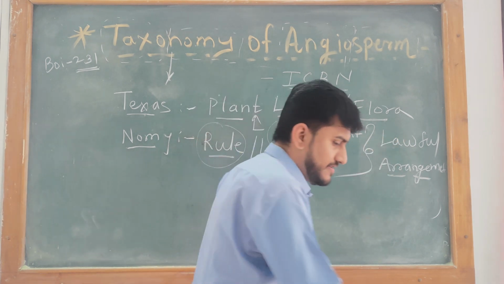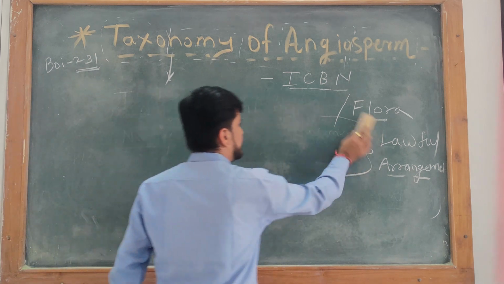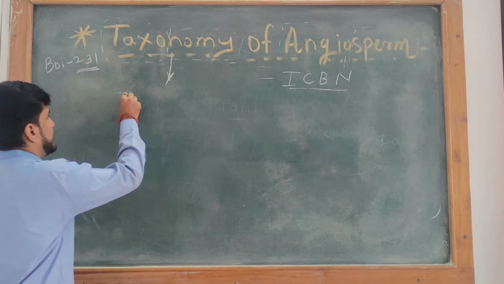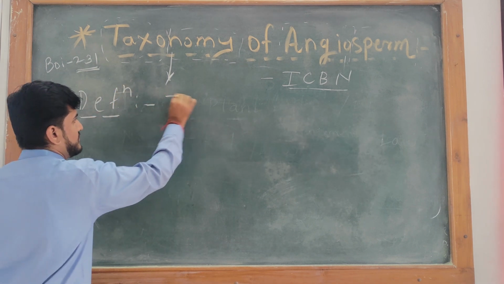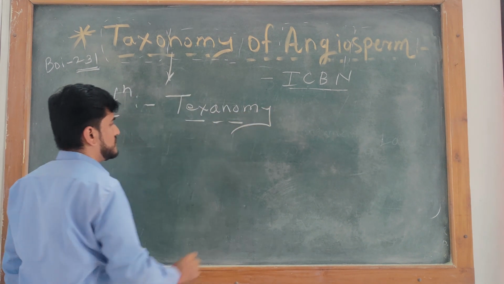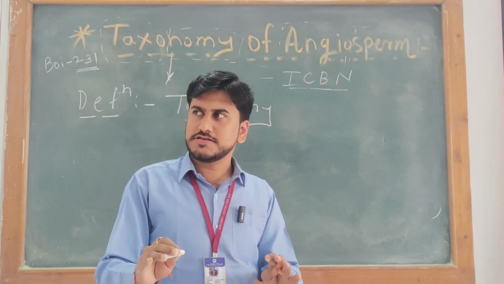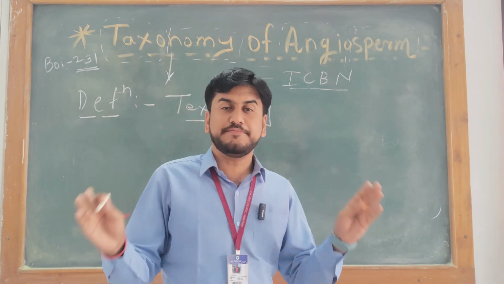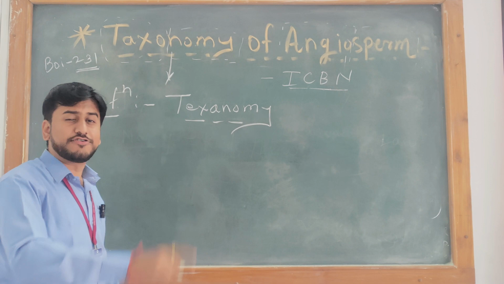Okay, second one, what is the definition of taxonomy? This is the most important definition of taxonomy. The definition of taxonomy is very easy, because firstly you have to go on the field and observe any plant body. So observe the plant.